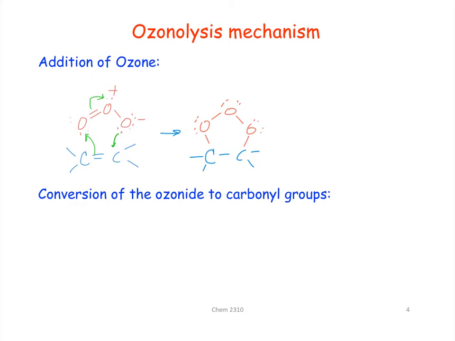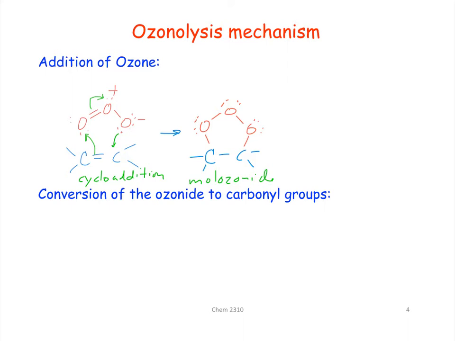All right. This is a reaction we could call a cycloaddition. We're just adding two molecules together and we're making a cyclic structure. This first intermediate is called the molozonide. I don't know who thought that up. Alright, so then let's see what happens after that. This one is kind of cool.